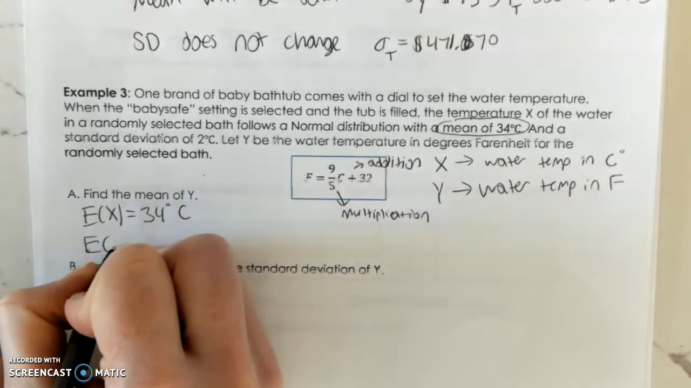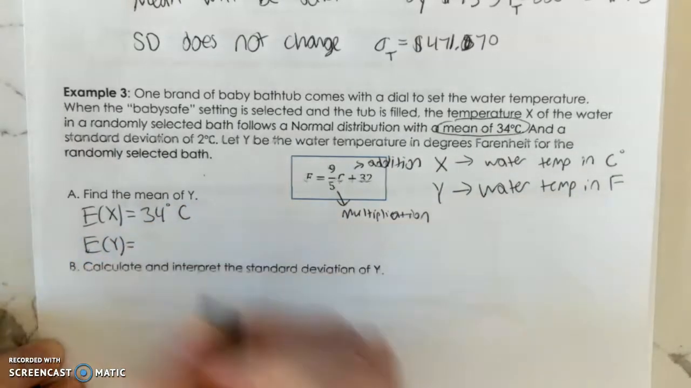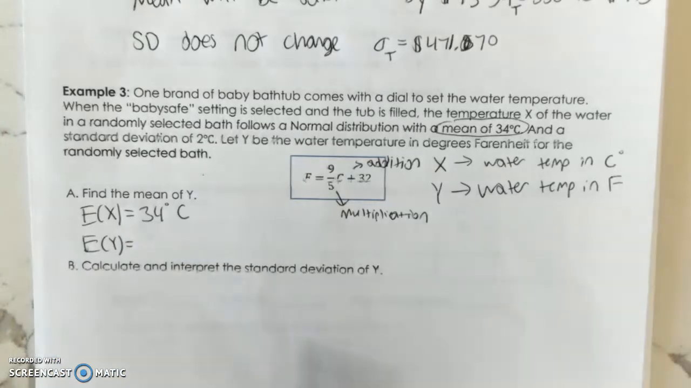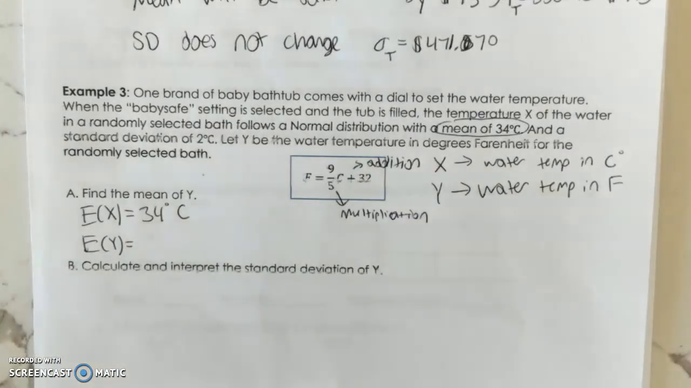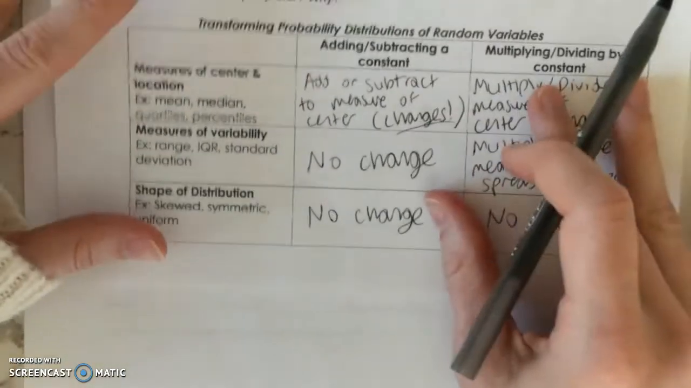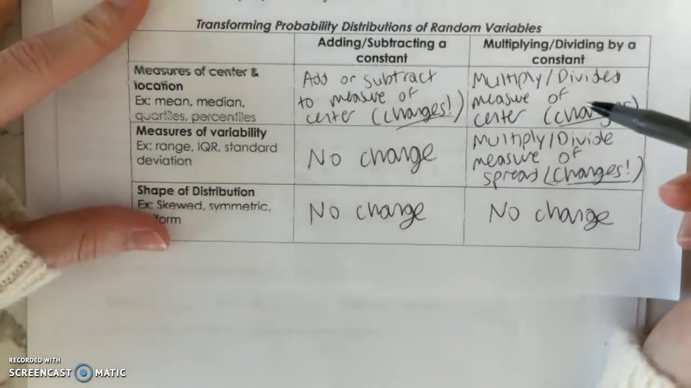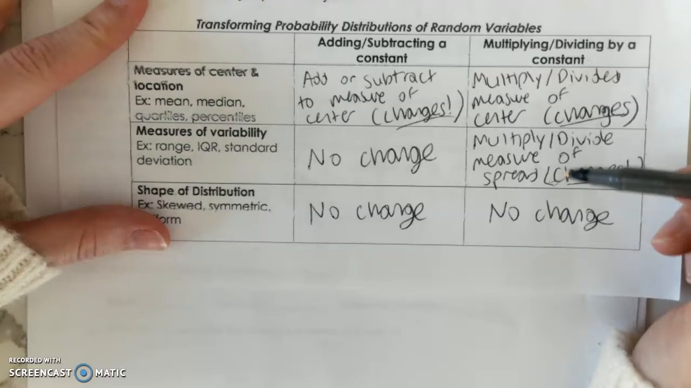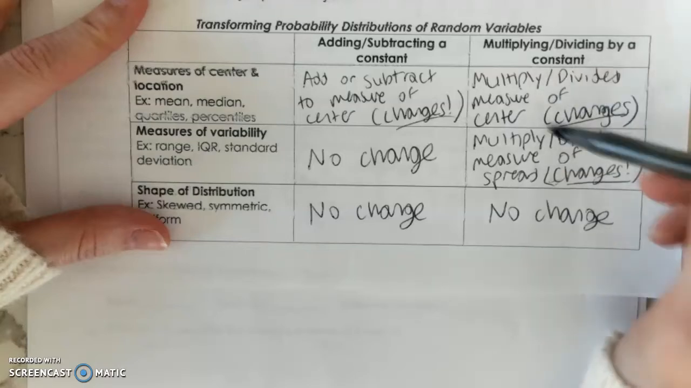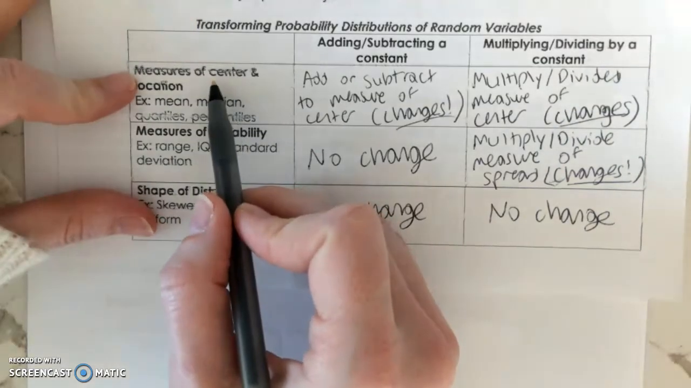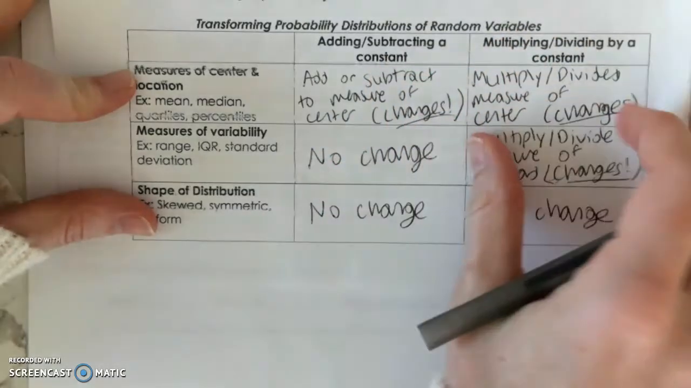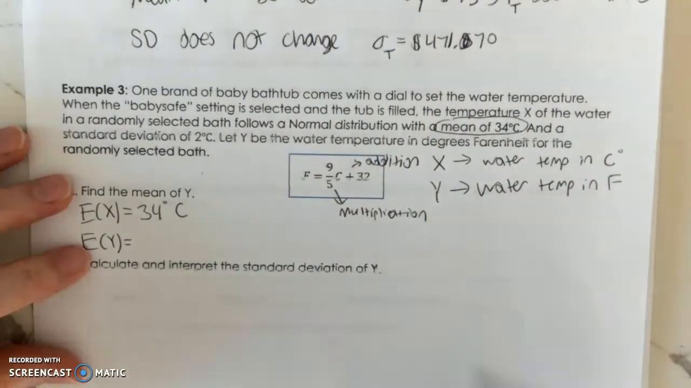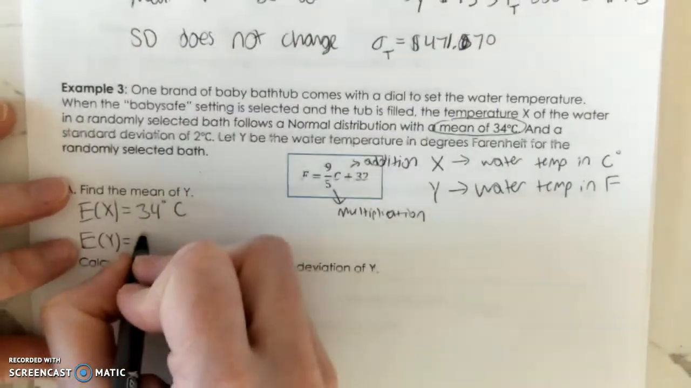So the expected value of y, or the mean of y, let's see, with measures of center, it changes with multiplication and addition, right? So if we go back to our chart, if we're multiplying or dividing, it changes our measure of center and our measure of variability. So we're at measures of center here. So we multiply and we add. We do both. It changes both for the measure of center. So what I'm going to do is just plug it into the formula.